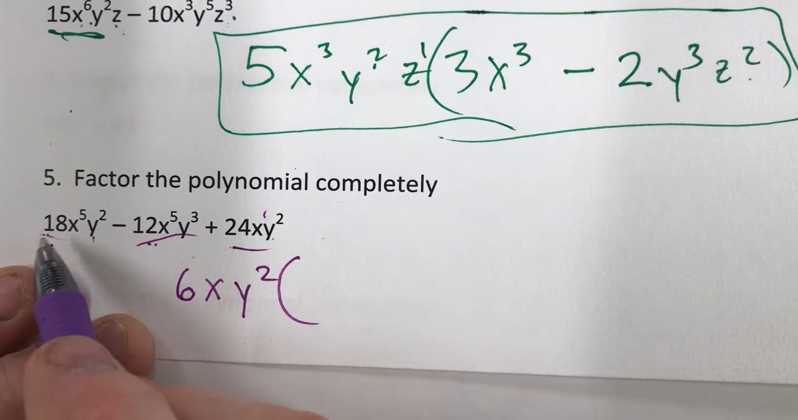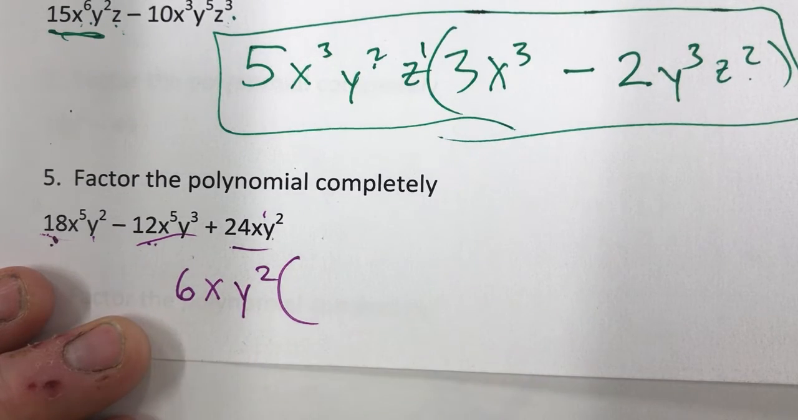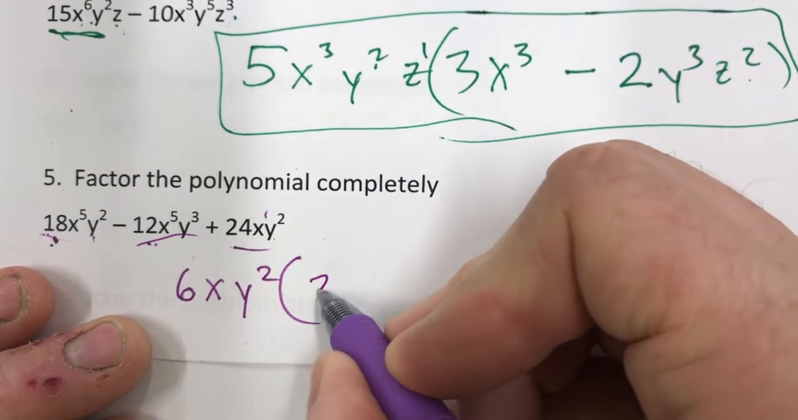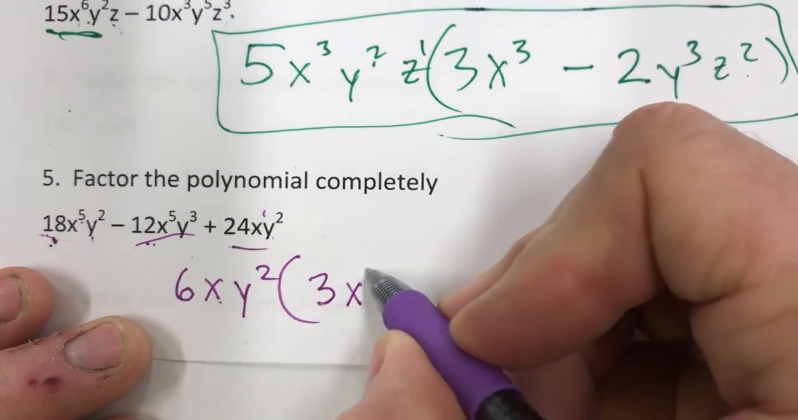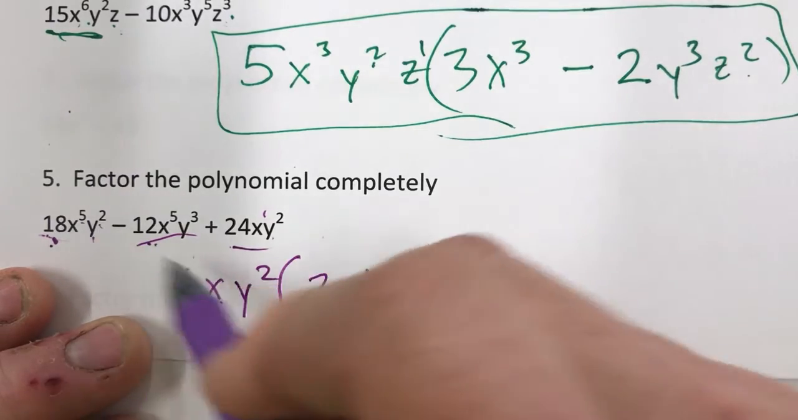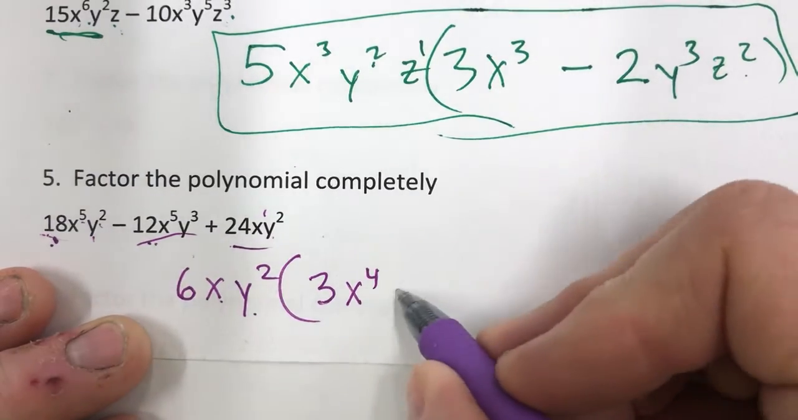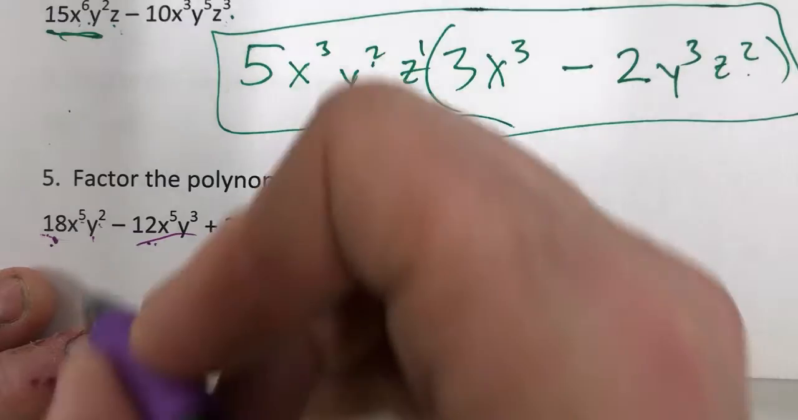Now I divide it out. So 18 divided by 6 is a 3. When I do my x's, x^5 divided by x will be x^4. 5 minus 1 is 4. When I do my y's, they zero out. Minus.